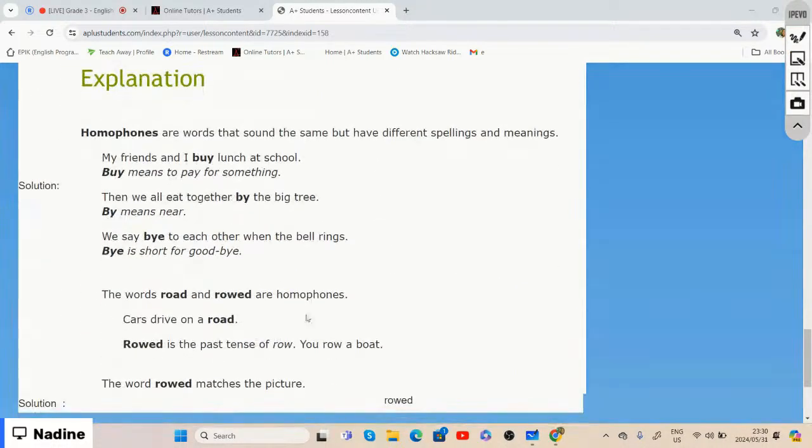Yeah, so here they say the words rowed and road are homophones. Cars drive on a road, which is R-O-A-D. And then rowed is the past tense for row. You can row a boat.